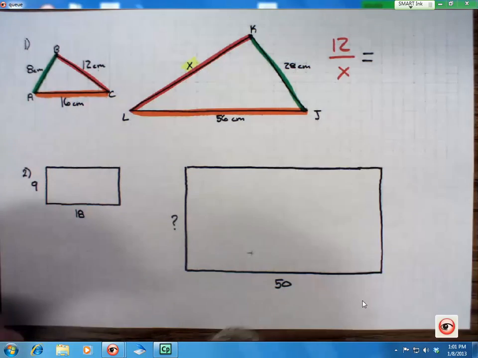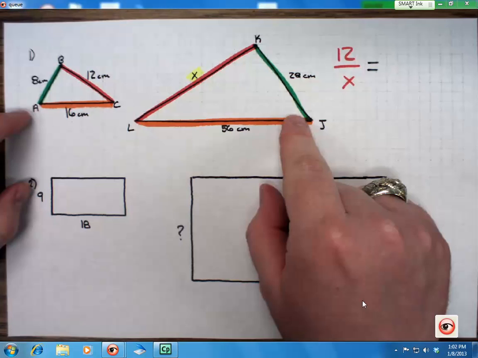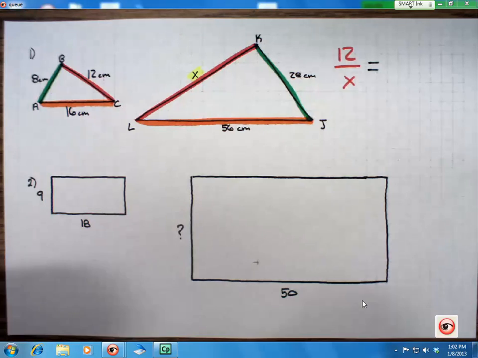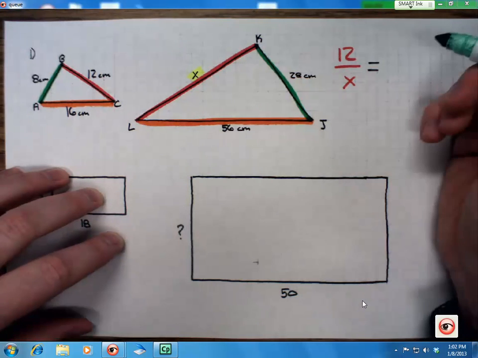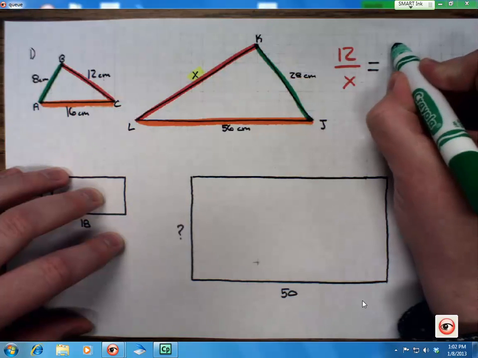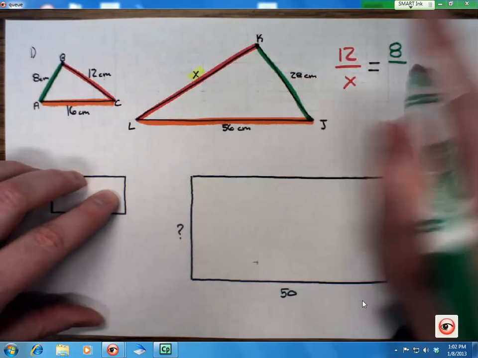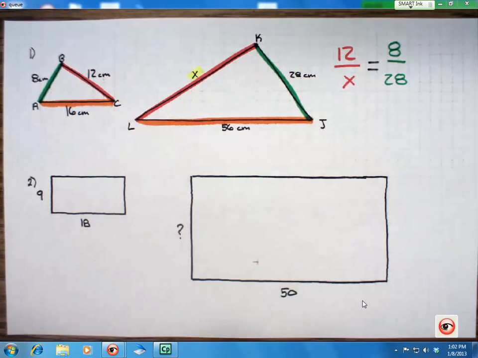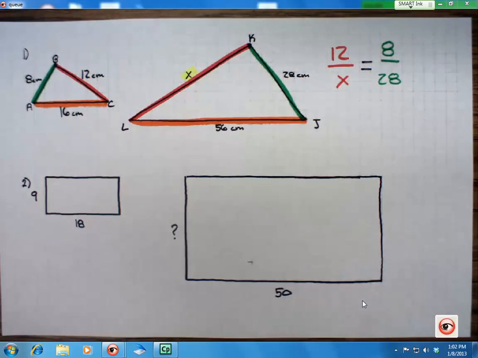And I'm going to set that equal to, now I'm going to choose either orange or green. It doesn't matter at this point which sides I decide to use, because you'll get the same answer. I'm going to choose the green ones because the numbers are smaller, and I'm lazy, so I want the easier work. So I'm going to end up with 8 from right here, and my large triangle is going to be 28. Once I have this, I've set up a proportion, so now I can cross multiply and divide to find my answer.